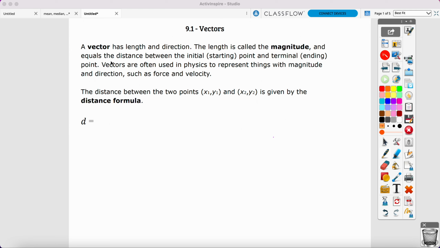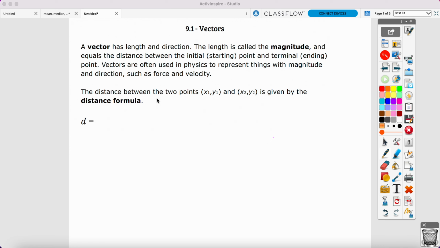Today's lesson is all about vectors. So a vector has length and direction. The length is called the magnitude and equals the distance between the initial starting point and the terminal ending point. Vectors are often used in physics to represent things with magnitude and direction, such as force and velocity.